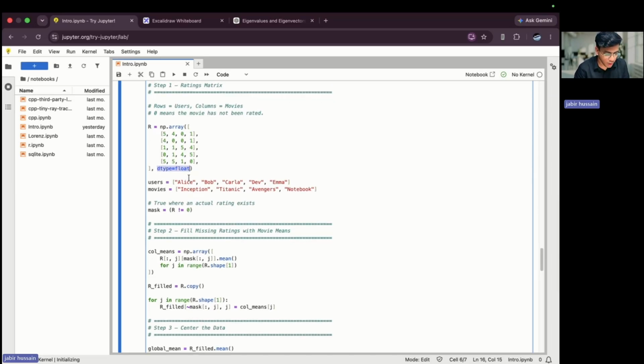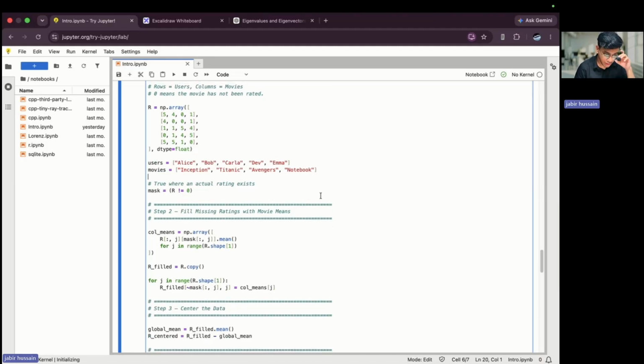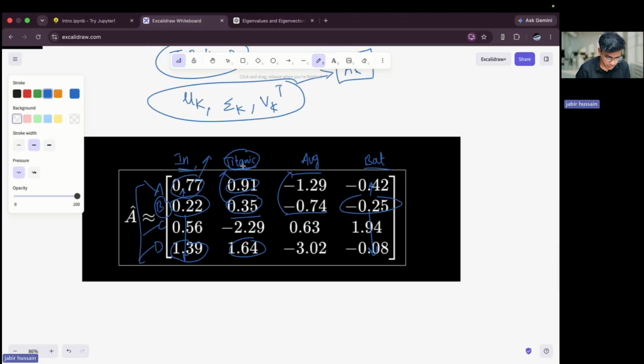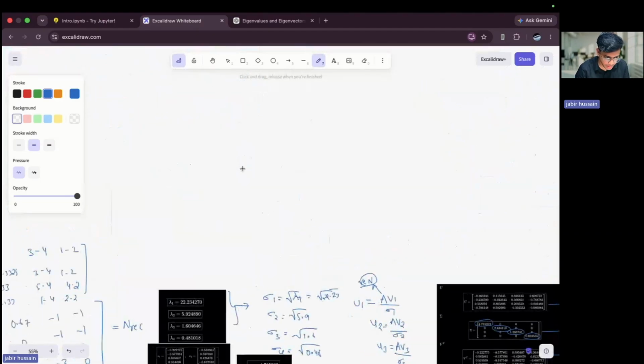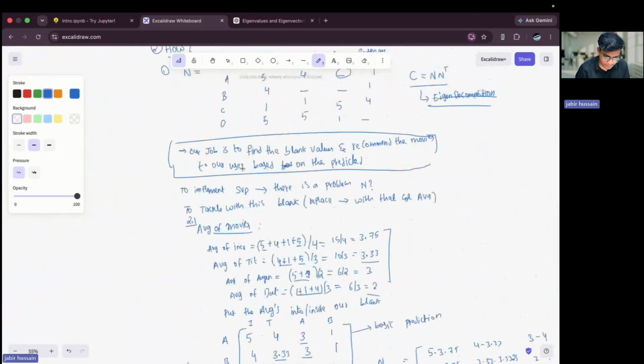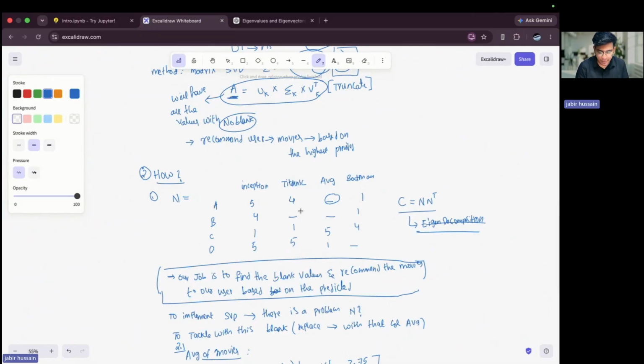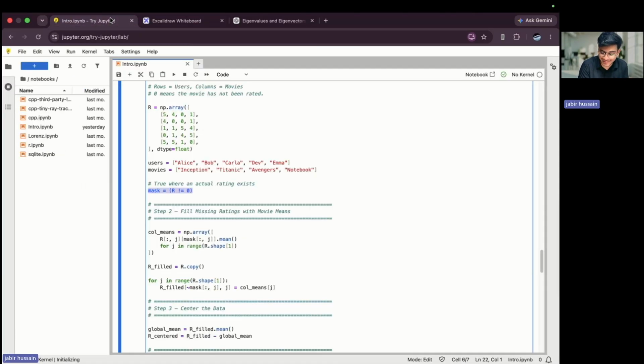Now what I did is I have given values like users Alice, Bob, Carla. This was given to me by GPT. So instead of users A, B, C, it has given me names. Now it gave me movies as well: Inception, Titanic, Avengers. Okay, now what is this line? What does this line represent? Okay, so let me tell you this. To understand the code, we need to go back to our example. So here we had blanks, but in code we cannot represent blanks.